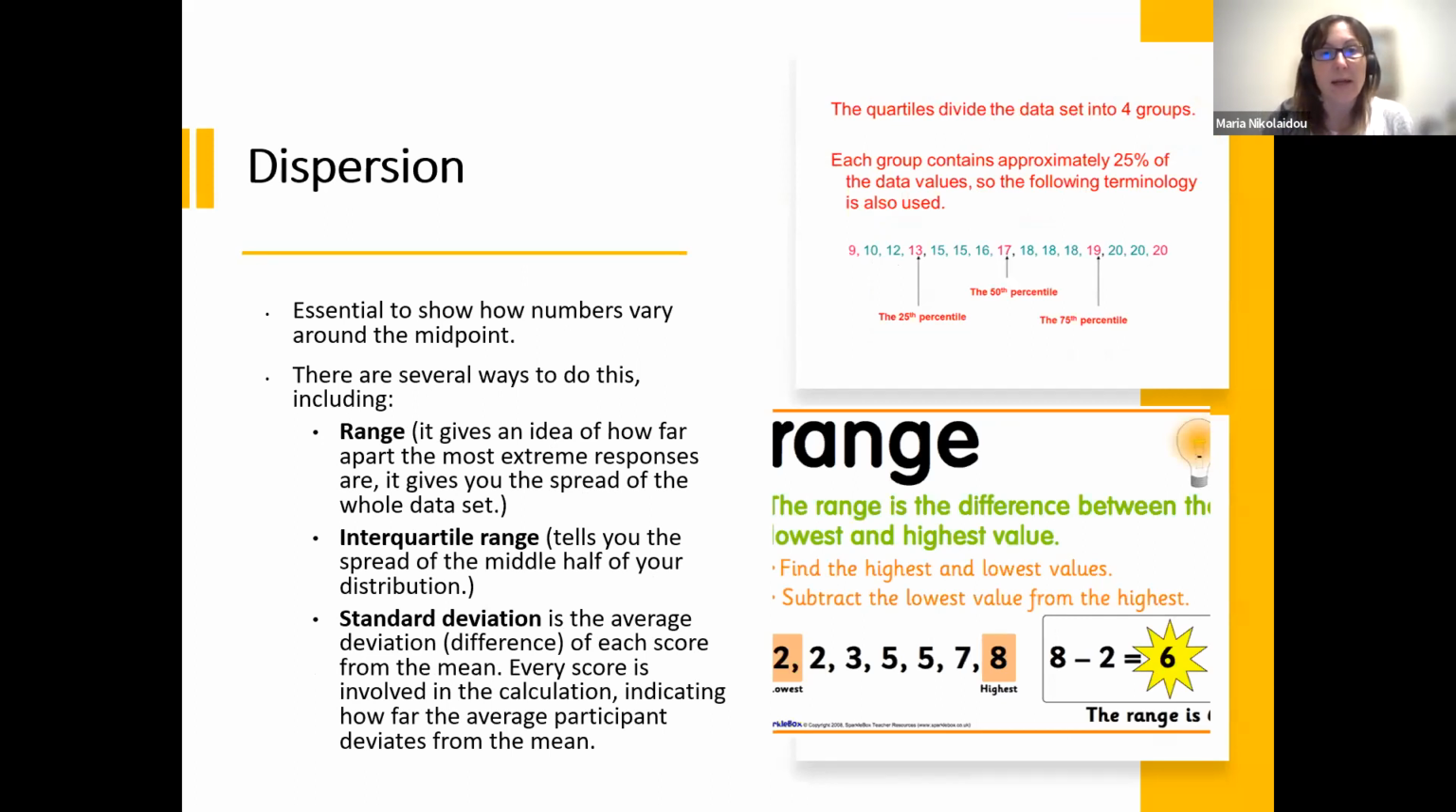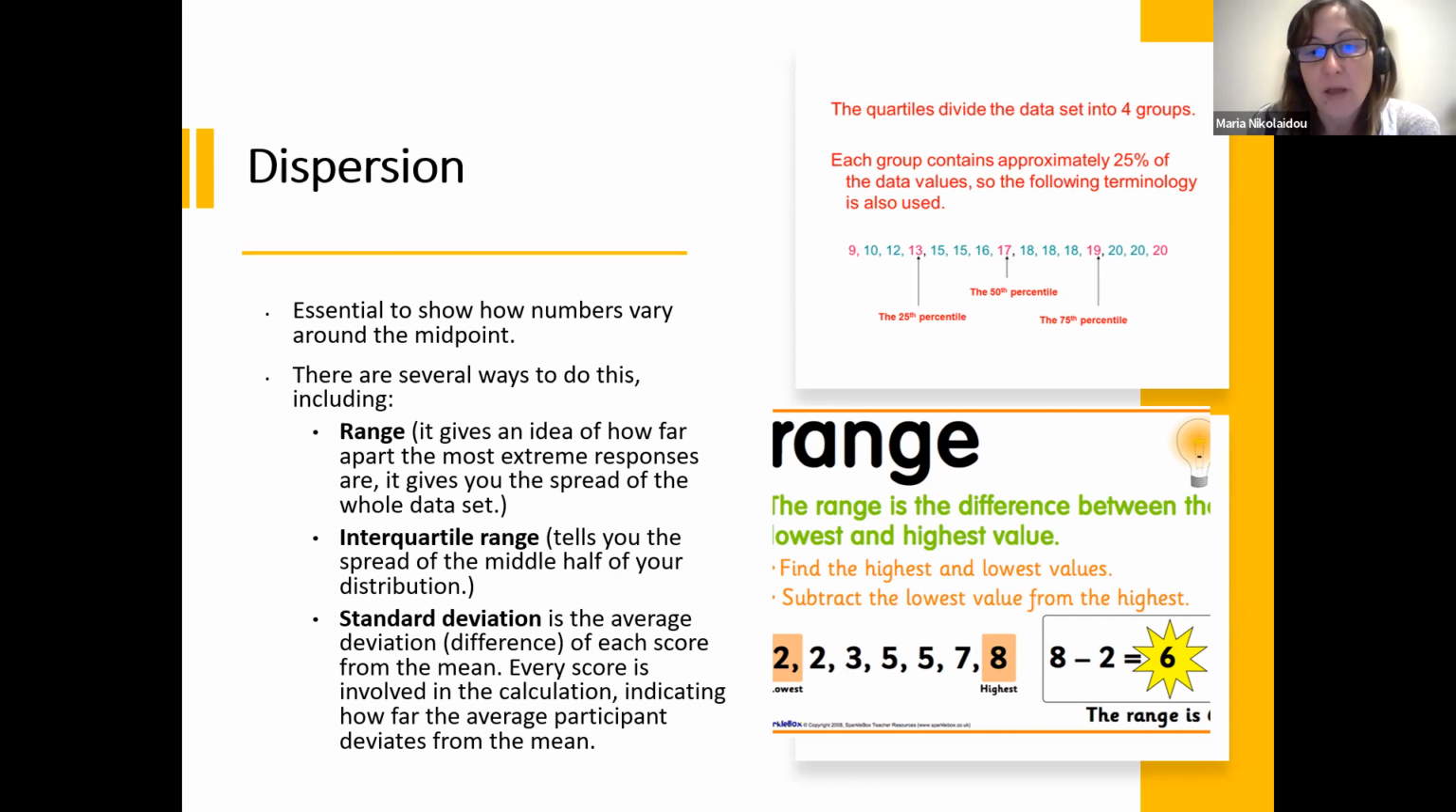Dispersion is essential to show how numbers vary around the mean point. There are different ways to do so. We have the range, which gives an idea of how far apart the most extreme responses are, and it gives you the spread of the whole data set.